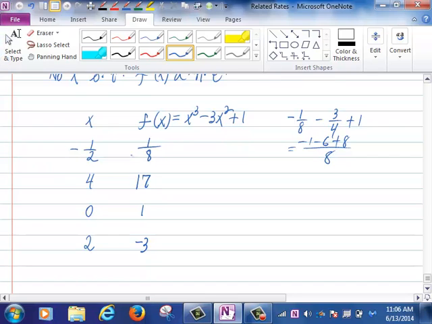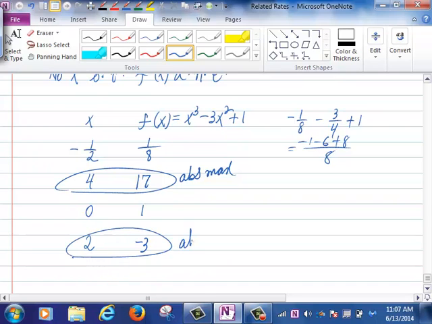Okay, so we know that the absolute max and min will be one of these. So what is the absolute maximum value? 17. So here I have the absolute maximum value is 17, and it occurs at the point 4. And what's the absolute minimum? Absolute minimum is negative 3. It occurs at the point 2.